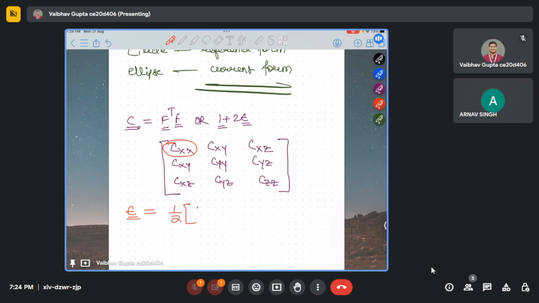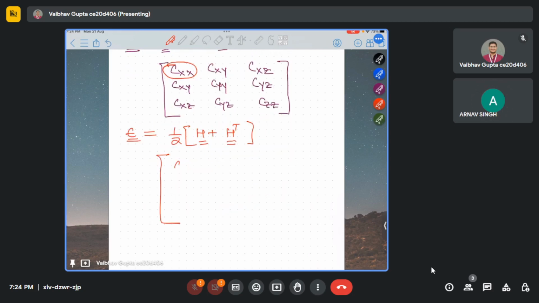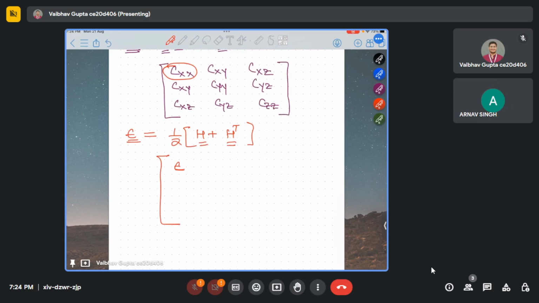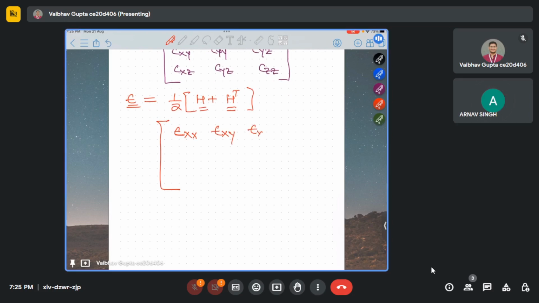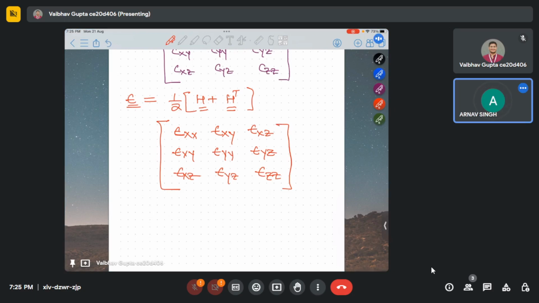Half of H plus H transpose we write. So the matrix we get will become epsilon XX, epsilon XY, epsilon XZ, epsilon XY, epsilon YY, epsilon YZ, epsilon XZ, epsilon YZ, epsilon ZZ. Just write the coefficients there, whatever is asked. Any other doubt? No, sir. One more thing I am missing.